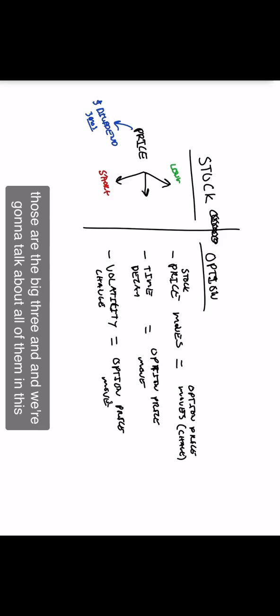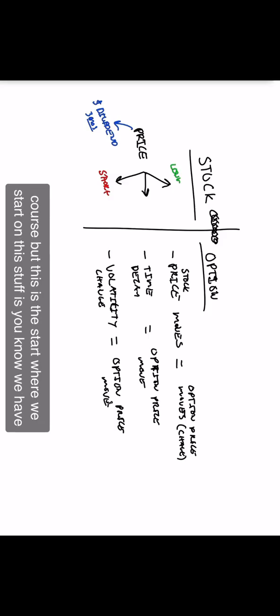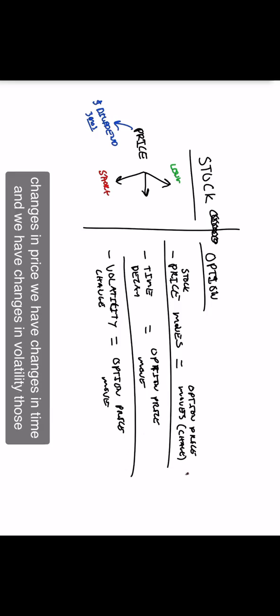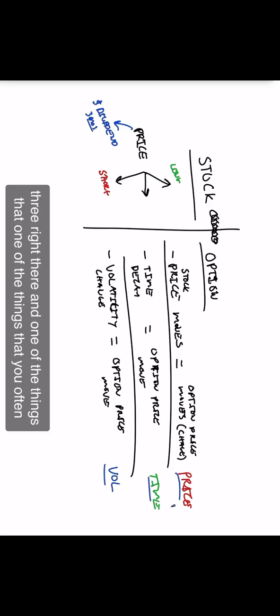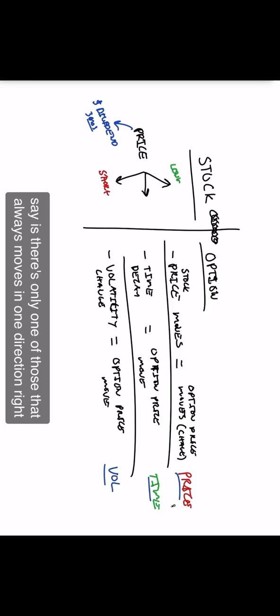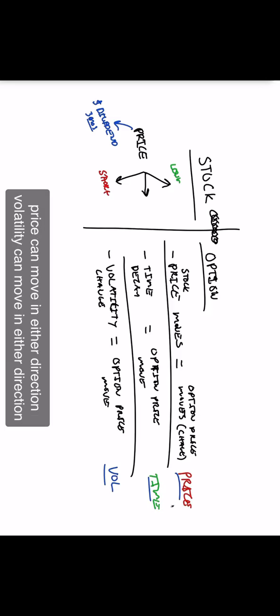And we're going to talk about all of them in this course, but this is where we start. We have changes in price, we have changes in time, and we have changes in volatility. Those three right there. And one of the things that you often say is there's only one of those that always moves in one direction, right? Yeah, price can move in either direction.